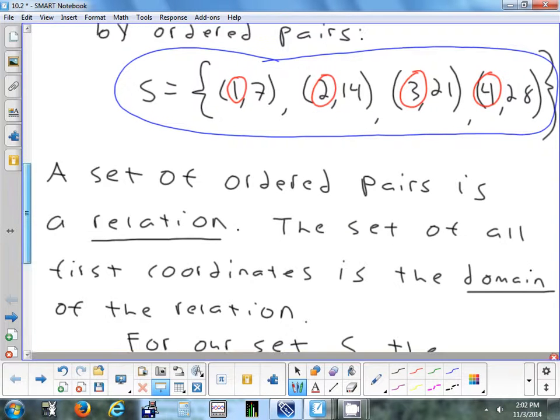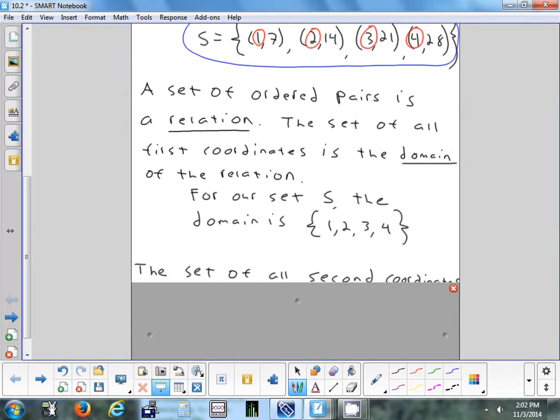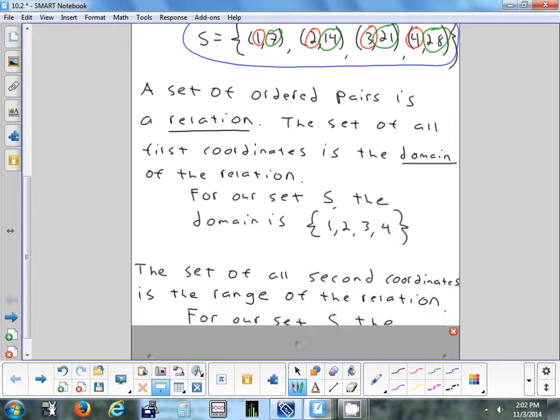Okay, and then I wrote it down right below it. So for our set, the domain is 1, 2, 3, 4. It's all the first numbers I circled in red. Anybody know what the second coordinates are called? Yeah, very good. That's your range. What's my range in the relation up above? Yep, 7. What else? 14? 21? 28. So the set of all second coordinates in a relation, that's called your range.